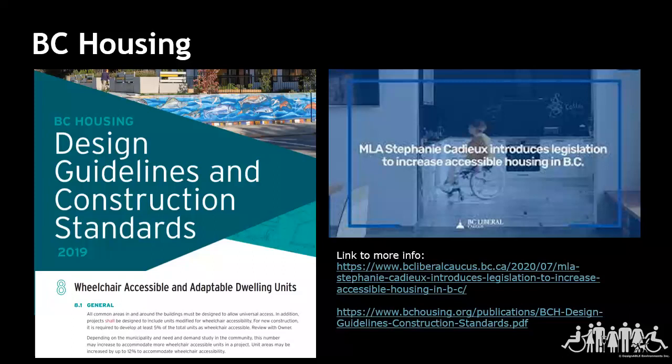BC has a BC housing standard, which does include, again, some accessibility requirements for housing, but it's been mostly focused on accessibility for apartments and, again, maybe for condos. And Stephanie Cadeau, the MLA out in Vancouver, has been pushing to change the legislation at the BC Building Code level to include accessibility in all housing.